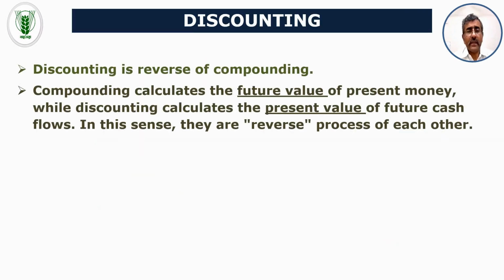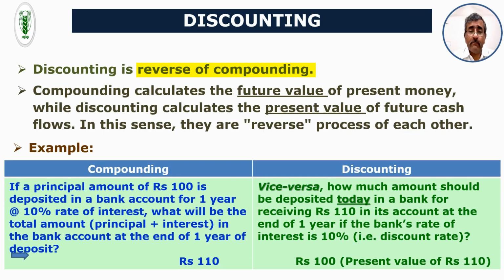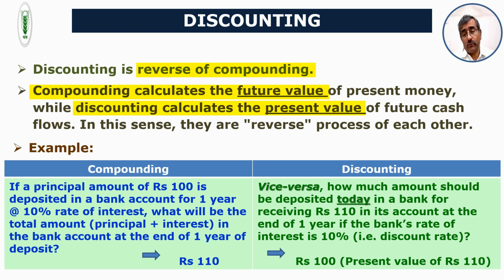So what is discounting? It is actually the reverse of compounding. Compounding calculates the future value of present money, while discounting calculates the present value of future cash flows. In this sense, they are reverse processes of each other. It can be further explained with this hypothetical example. Under compounding, the question is, if a principal amount of rupees 100 is deposited in a bank account for 1 year at 10% rate of interest, what will be the total amount, that is the principal plus interest, in the bank account at the end of 1 year of deposit?